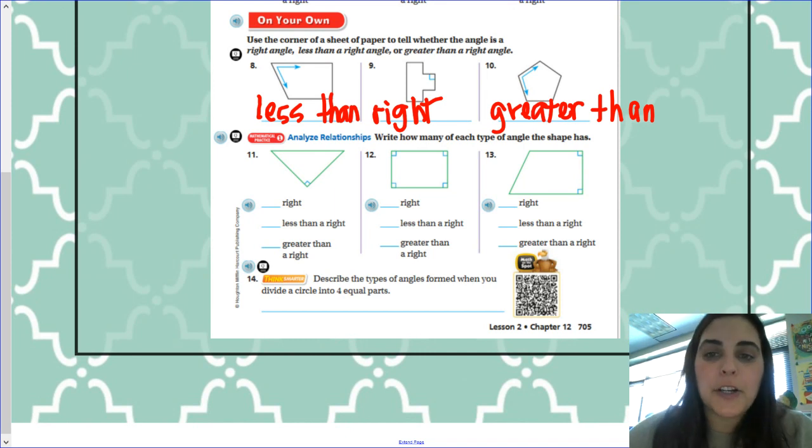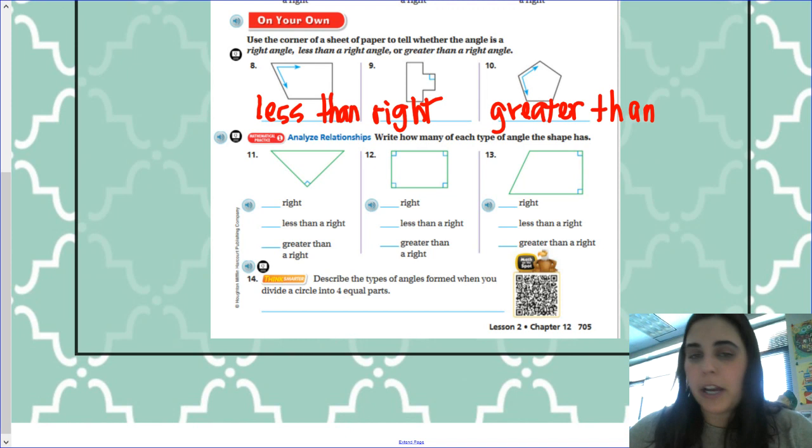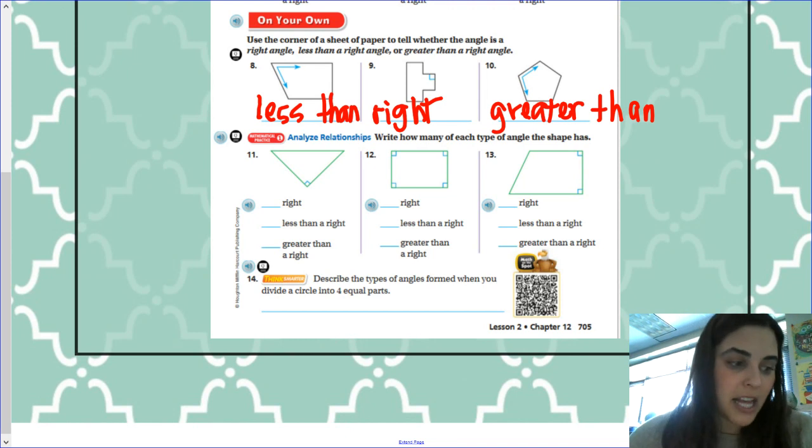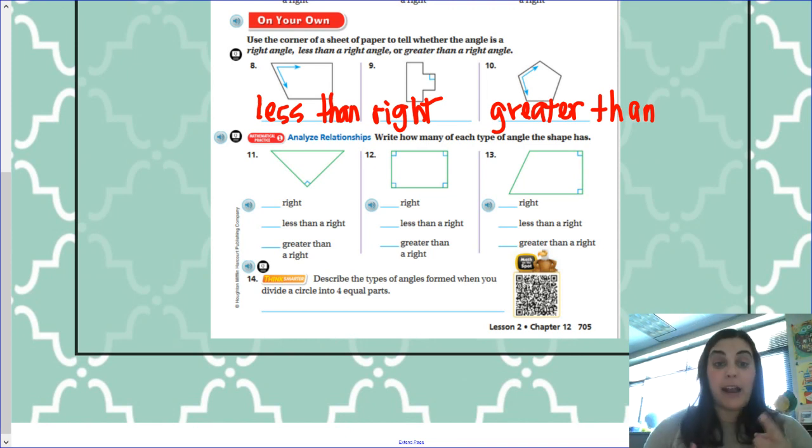Okay. So 11, 12, and 13. I want you to try and do this part on your own, and then we'll correct together. So you need to tell me how many right angles there are, how many that are less than a right angle, or how many that are greater than a right angle. Okay. And sometimes the answer is 0. So take about 1 minute, and then we'll correct.